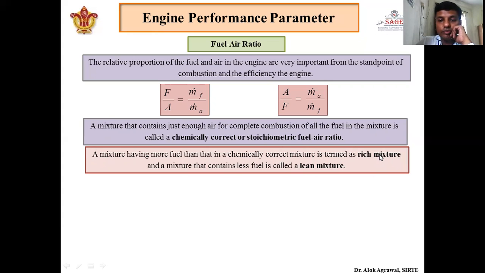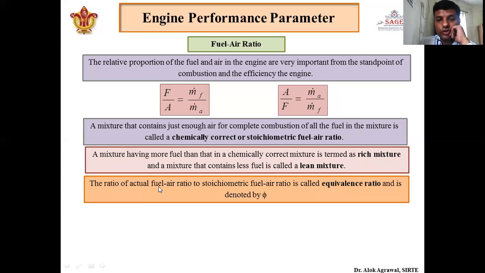So there are two types of mixture: rich mixture or lean mixture. And the third one is chemically correct mixture, which is the exact amount of air to burn the given amount of fuel. So the ratio of actual fuel air ratio to the stoichiometric fuel air ratio is called equivalence ratio, and it is denoted by phi. And this is of very much importance because in coming unit 2 we will be discussing this term more frequently. So you have to be clear about what equivalence ratio is.